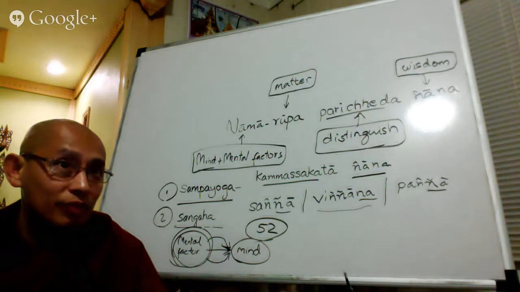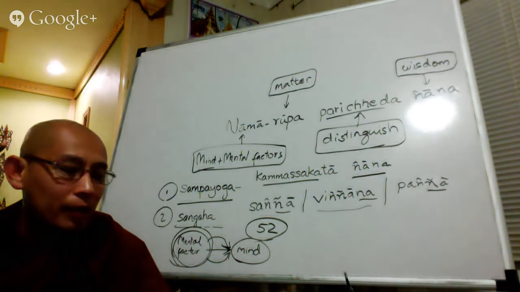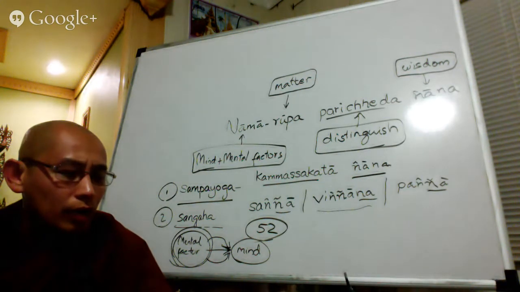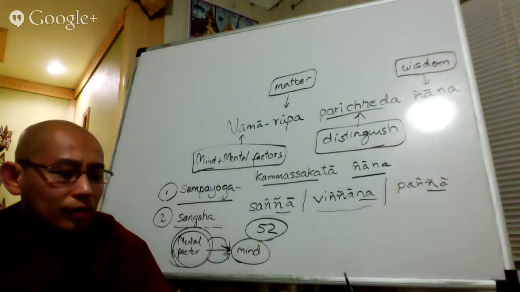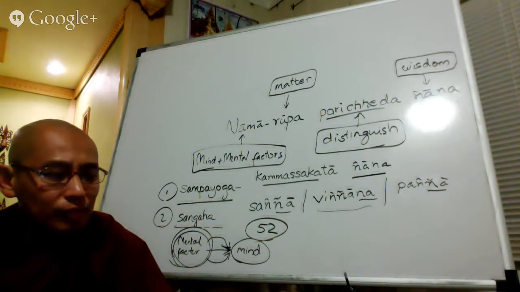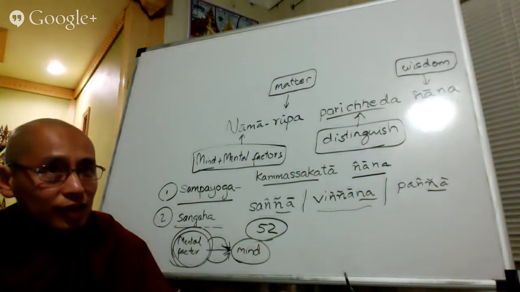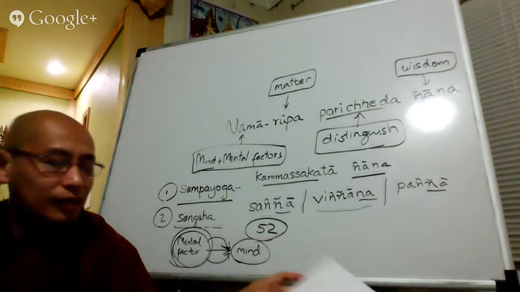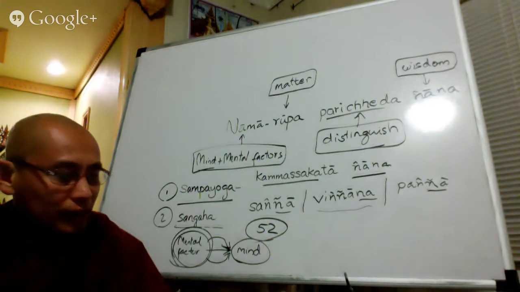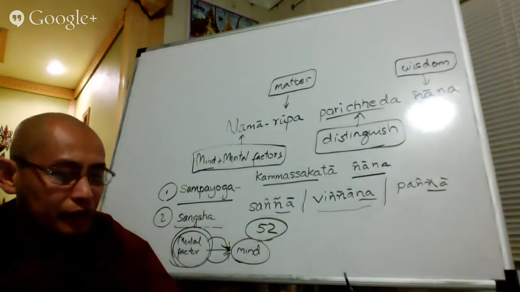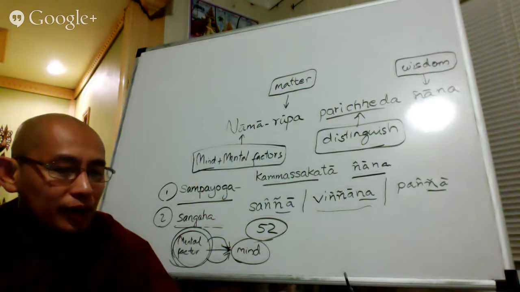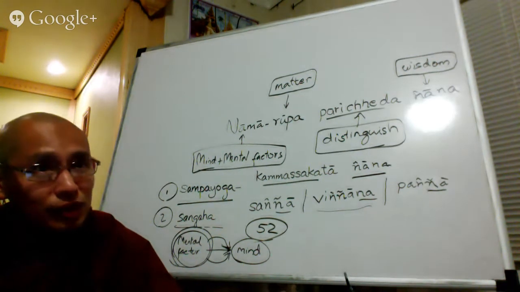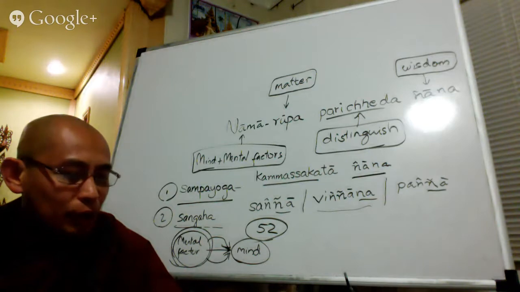So number one, Pakinnaka, is Vitakka. Then page number 3. Vitakka, initial application. How many minds associate with Vitakka?